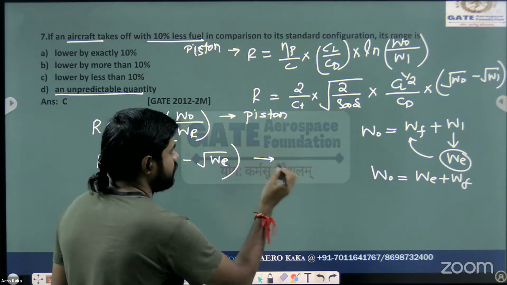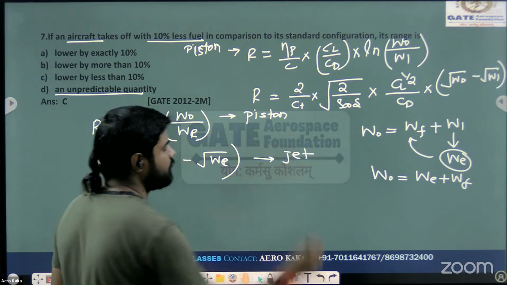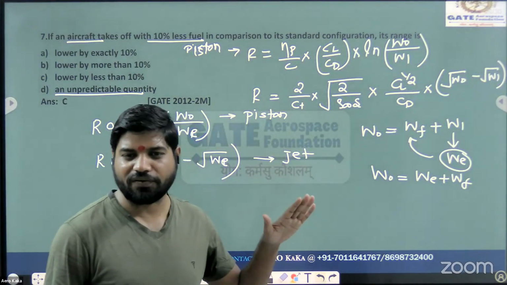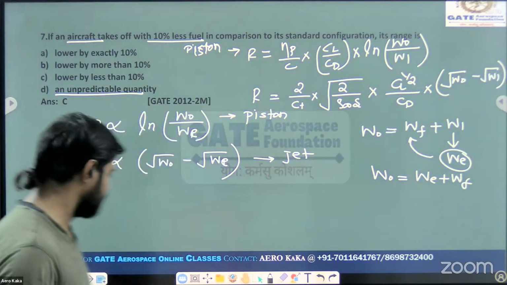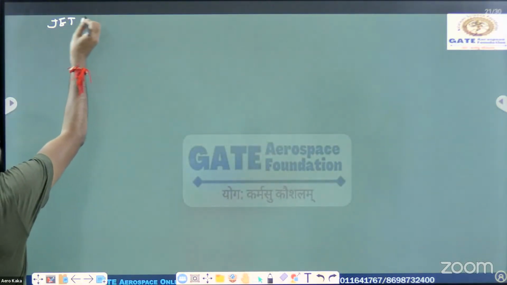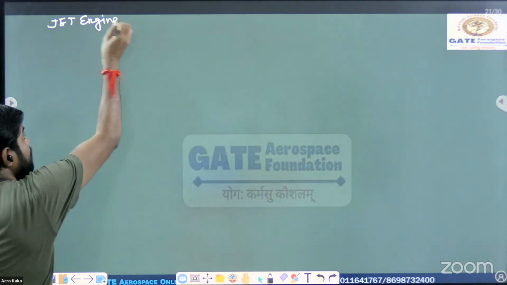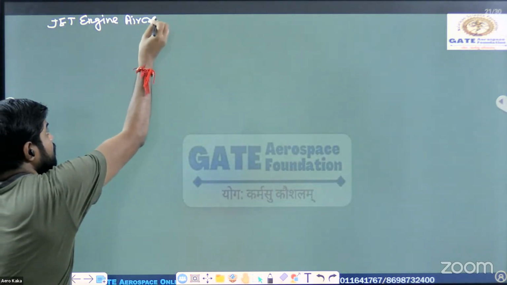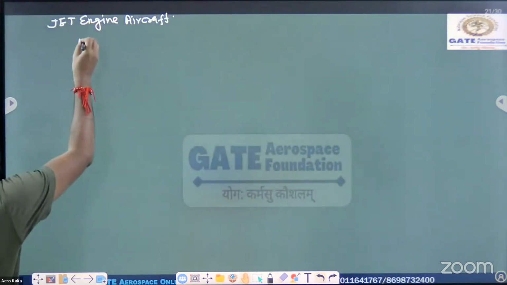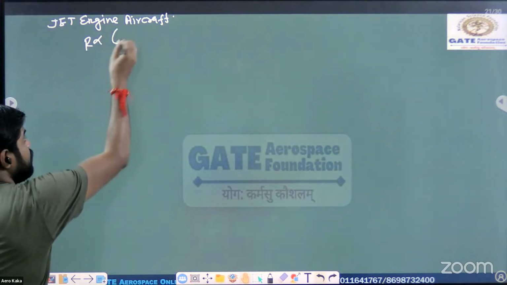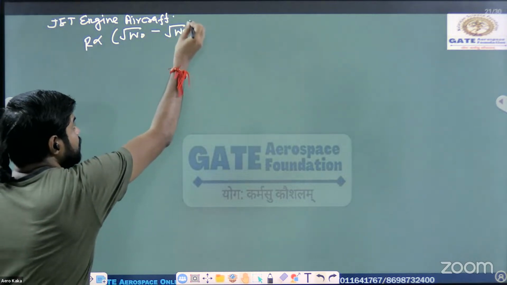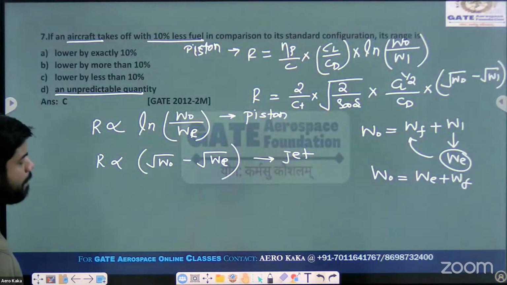First we have to discuss jet engine or piston engine. Let me know which one you want to discuss first. Jet engine aircraft first? Okay. So right now, for jet engine aircraft, R is proportional to root of W0 minus root of WE. Are you agreed?